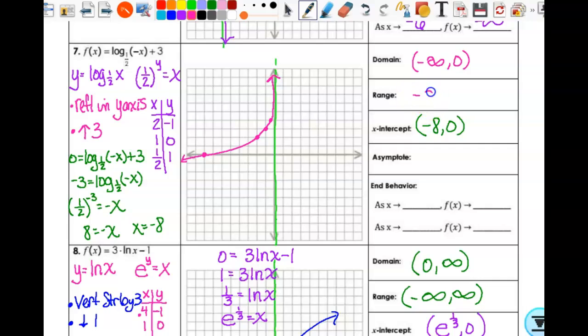My range is negative infinity to infinity. Asymptote is at x equals 0. As we move to the right, x is approaching 0 from the left. And when that happens, f of x is approaching infinity. And then as we go to the left, x is approaching negative infinity. f of x also approaches negative infinity. Okay, and there you go.